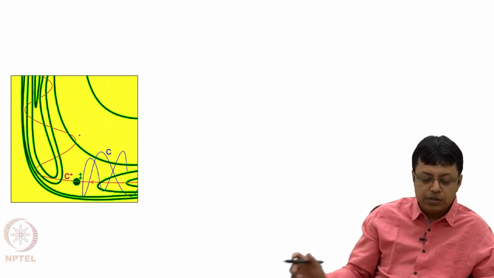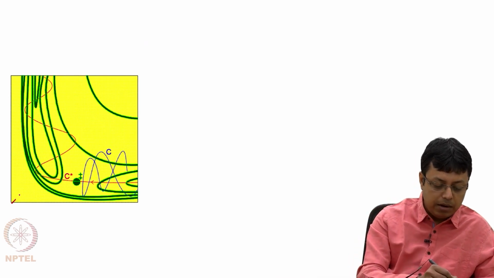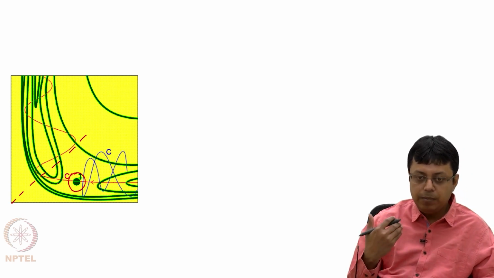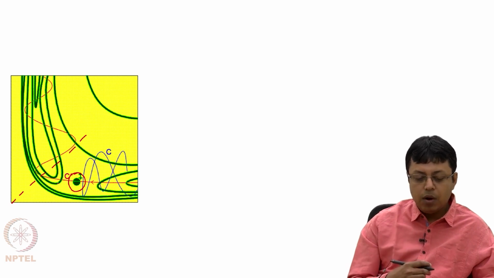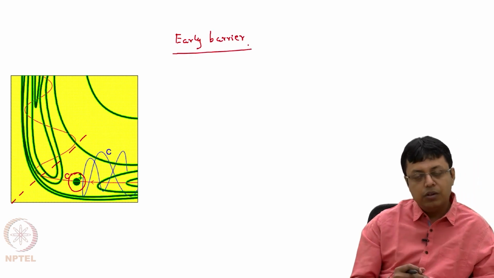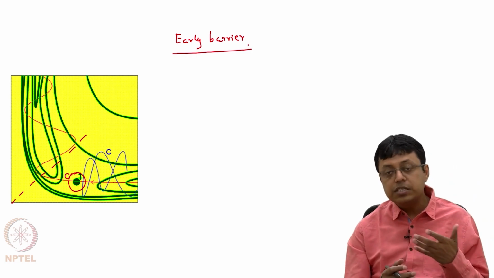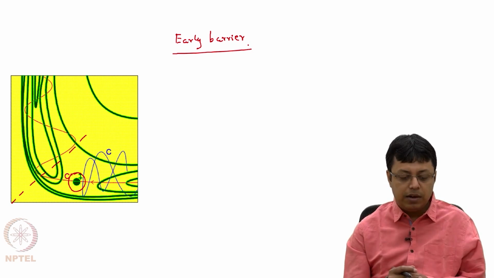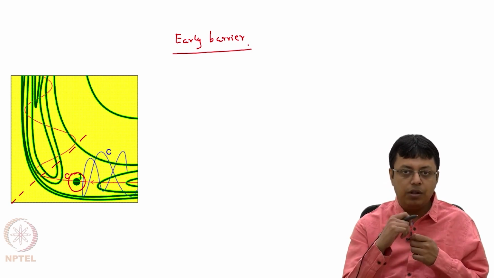You can have an interesting situation where this barrier actually sits slightly before the symmetric point, meaning the saddle point is actually occurring slightly before. Now you can think what this is called: an early barrier. All of these are very advanced topics. I am just giving you a flavor of how the potential energy surface gives you a concept of early barrier and late barrier.